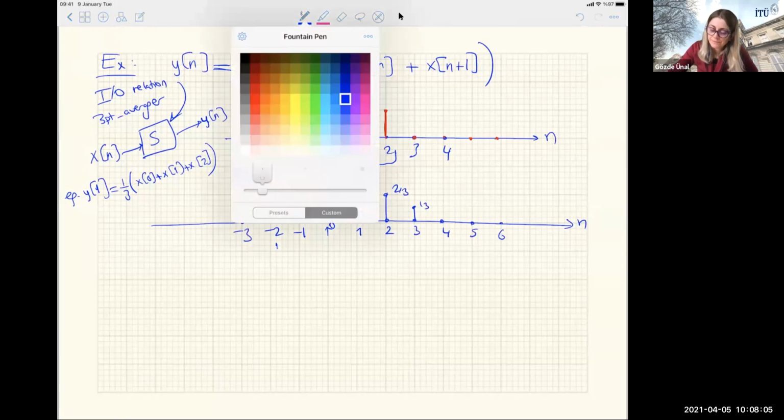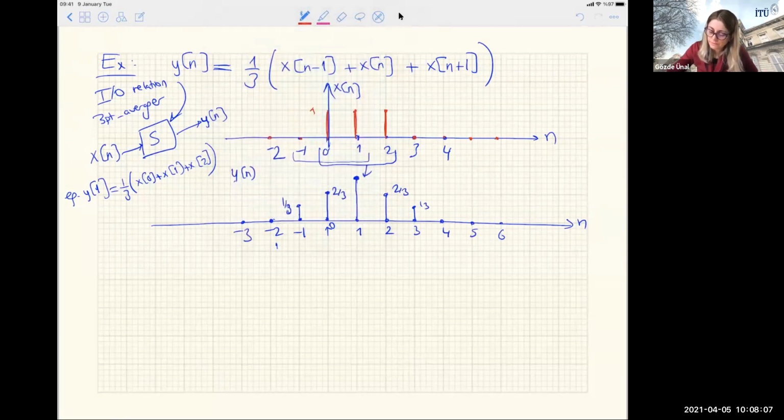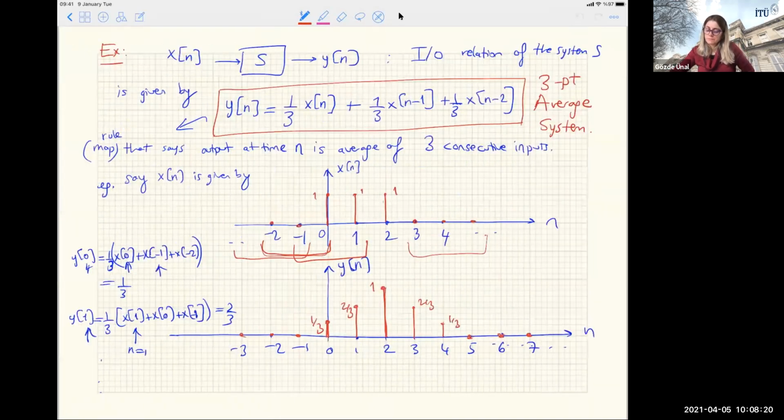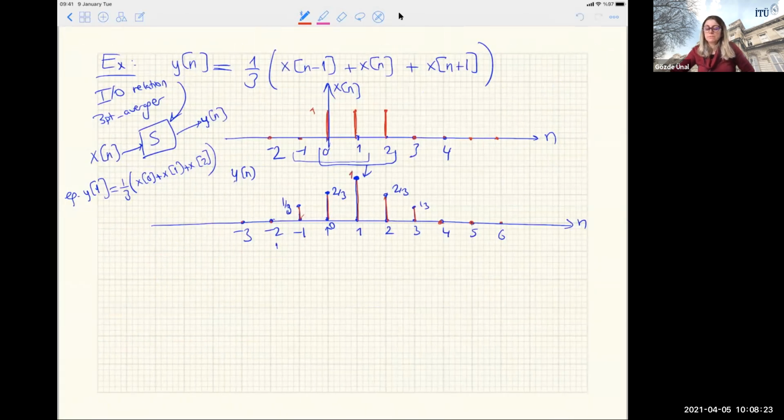So you see, this is giving me another signal actually. A shifted version actually, but it's not the same signal. So this is a centered averager. The one before was the averager system. Now I want us to see a system property here. The systems have properties.